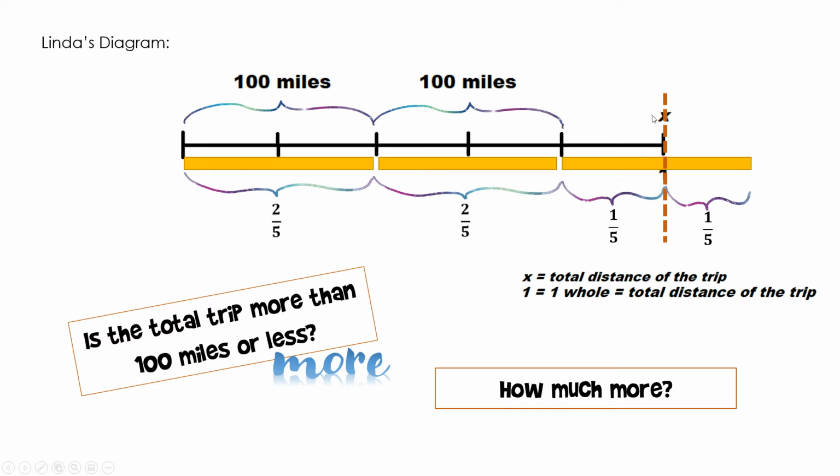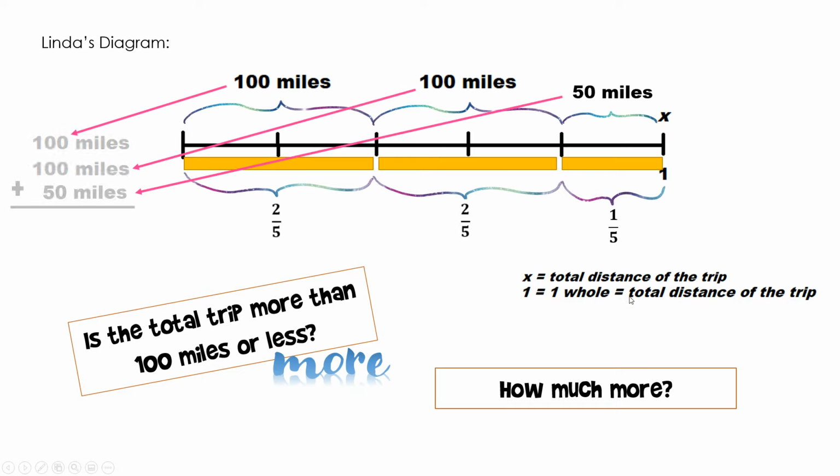On the top, I'll have to do the same thing. So if the whole bar is equal to 100 miles, I have to cut that in half, and each side is equal to 50 miles. Now I can get rid of the stuff that I don't need, the stuff that goes over my total distance. Okay, so now I can just add up the miles that I found for each of those sections. And then I end up with a total of 250 miles.